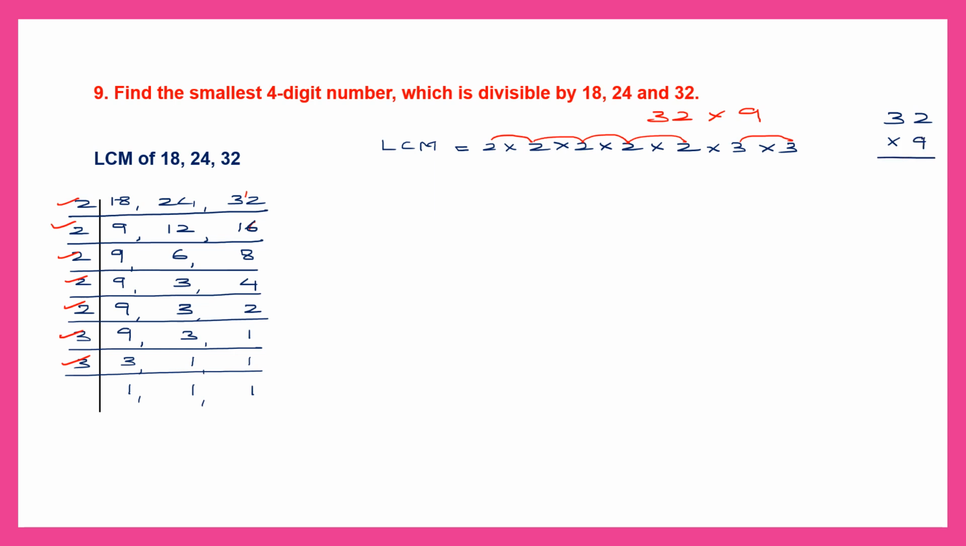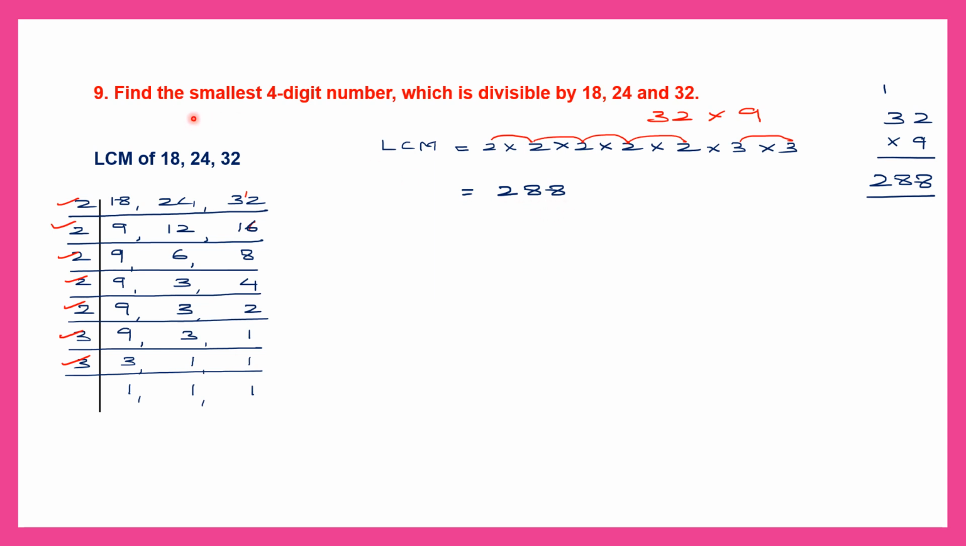So 32 into 9. 9 2's are 18, carry 1. 9 3's are 27 plus 1, 28. So we've got 288. The LCM is 288. This is the smallest number that is divisible by 18, 24 and 32. So 288, when you divide it by 18, the remainder will be 0. When you divide it by 24, also the remainder will be 0. And by 32, the remainder will be 0. So this is the least common multiple.